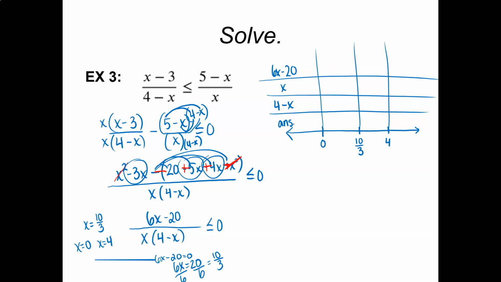Okay, so for the 6x minus 20, Joshua, what will our signs look like for that row?